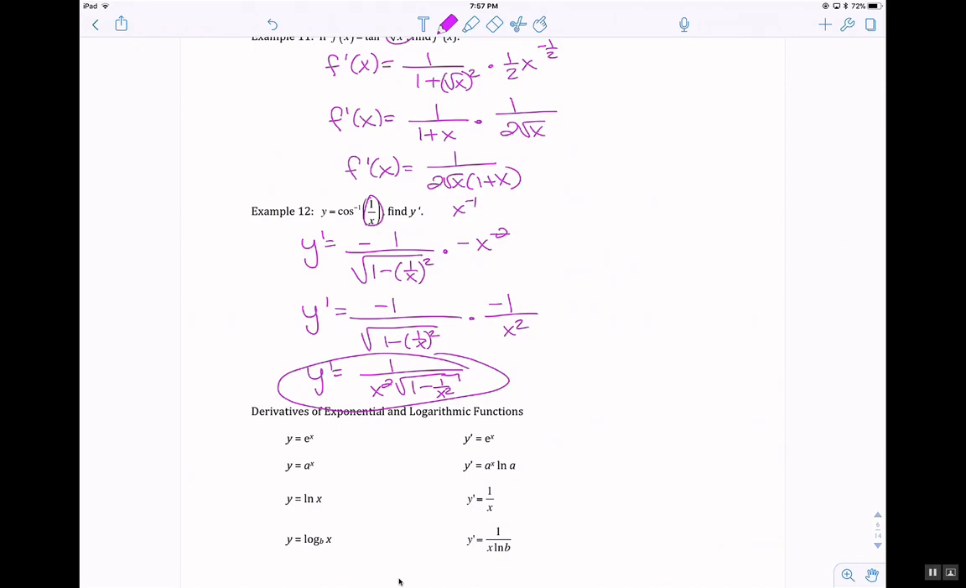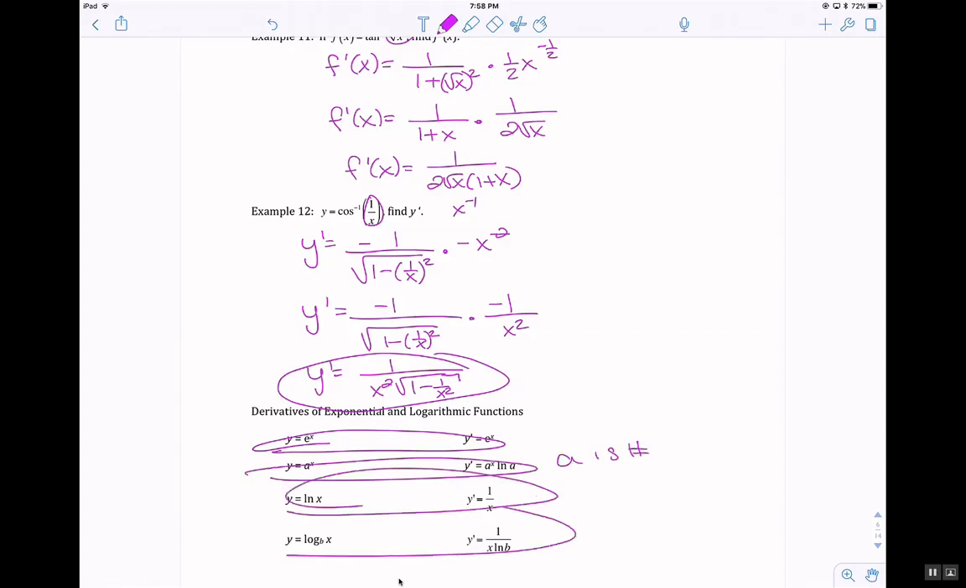Okay. Remember your derivatives for e to the x, a to the x, where a is a number, ln, and then log.